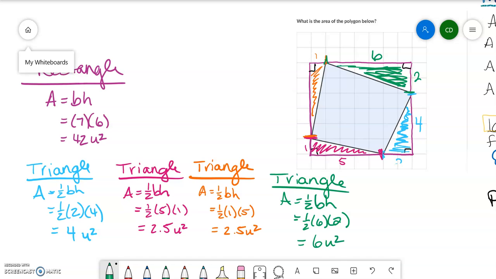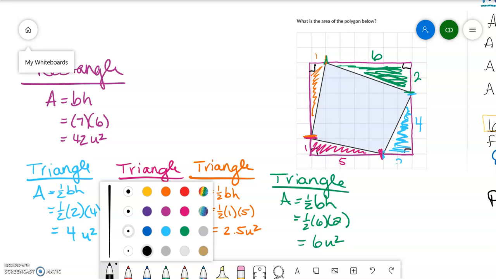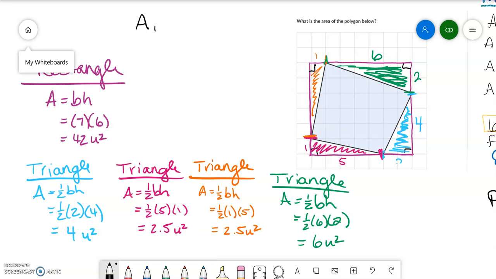All right. So I have all my pieces. Now I just have to figure out how do I put them together. Okay. So my thought is if I take the area of the rectangle and I subtract the sum of the triangles' areas, then I'll figure out what's left over, and that'll be my blue polygon. So I'm going to do that.